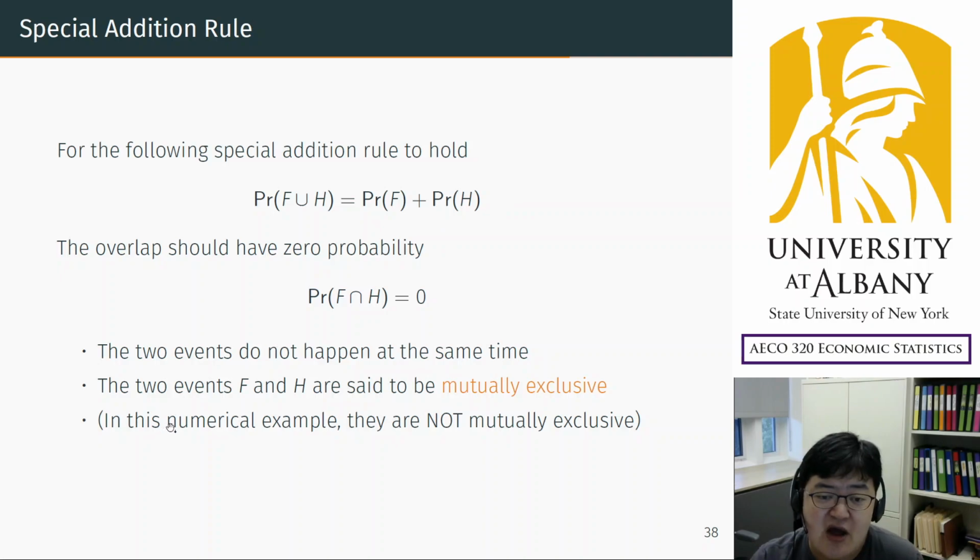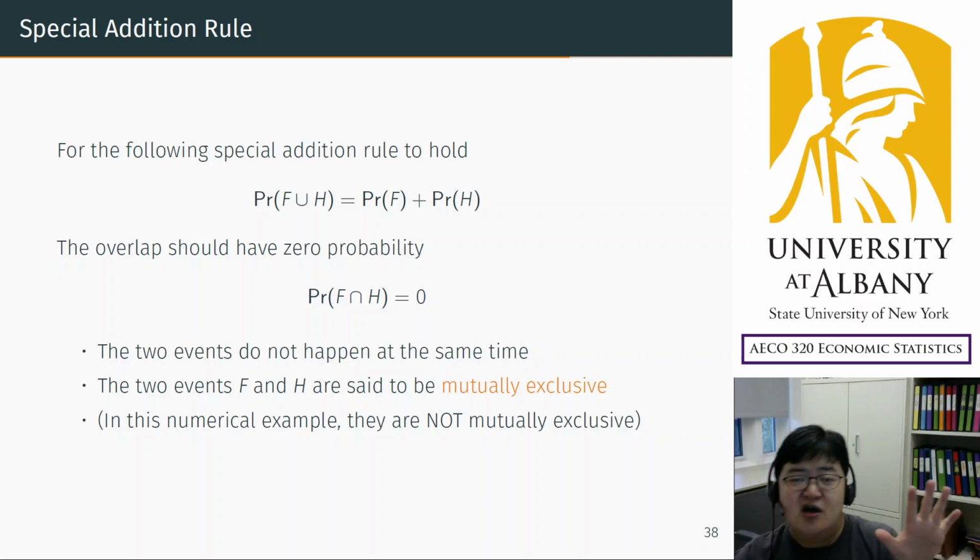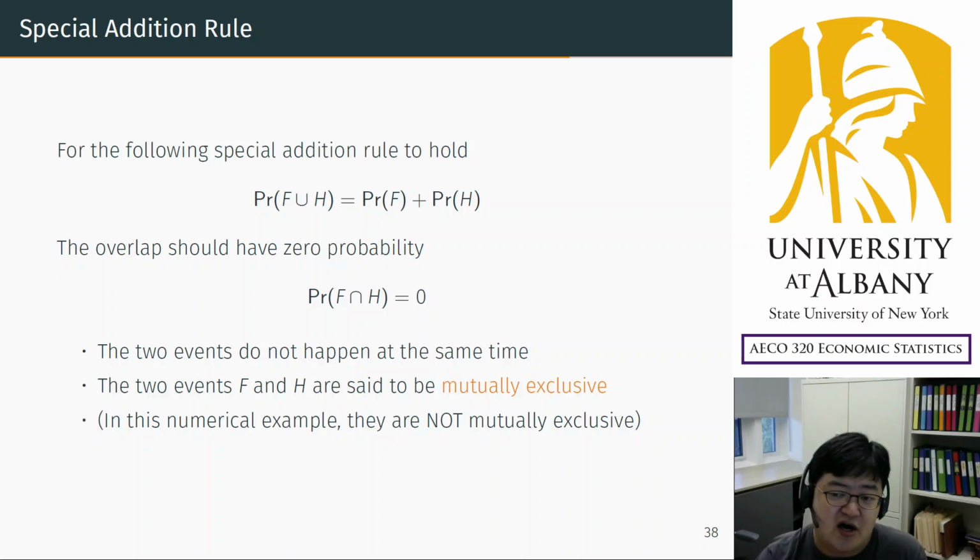And in our example, female and H are not mutually exclusive. They can happen at the same time. Some people are female and have health insurance at the same time. Examples of mutually exclusive events are female and male. If you are female, then you cannot be male. These two events cannot happen at the same time, so they are mutually exclusive.